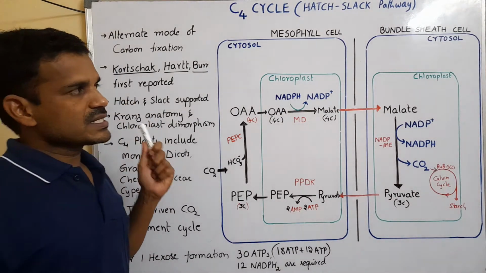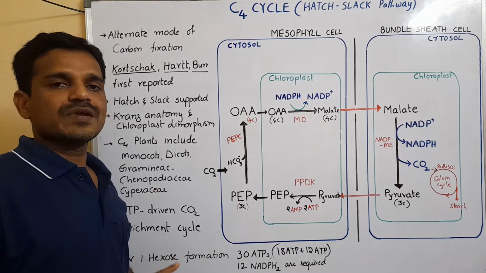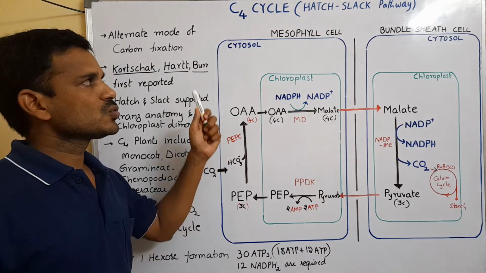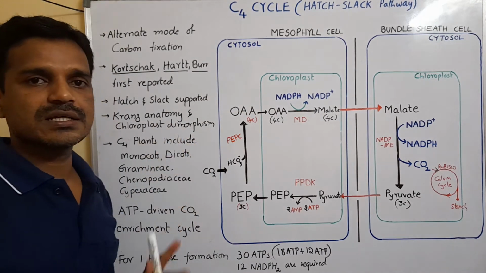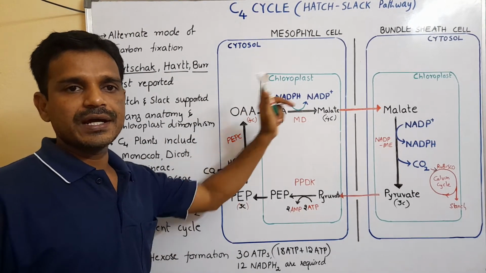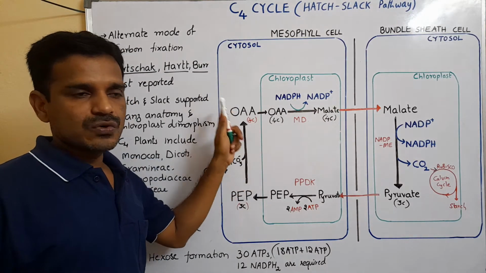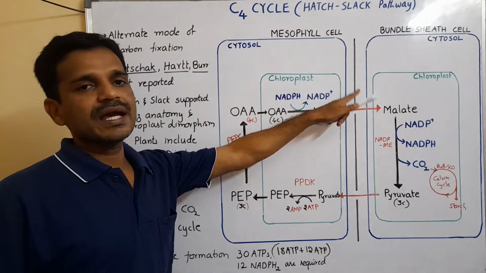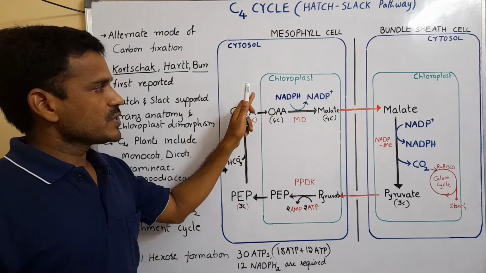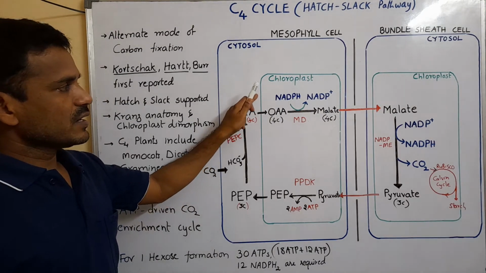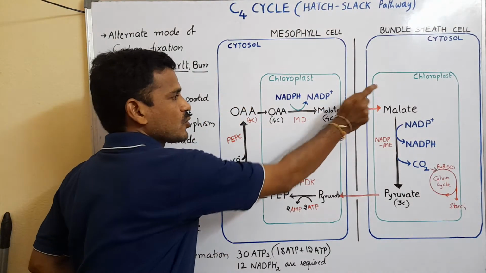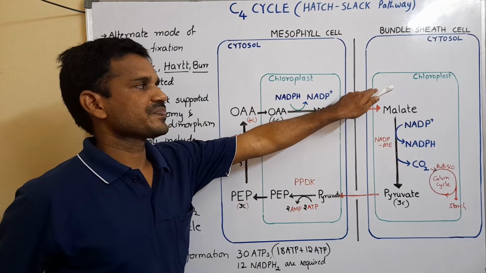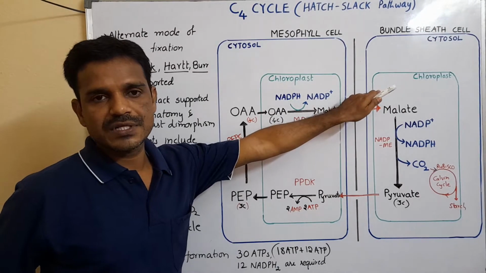Here the C3 cycle generally takes place in mesophyll cells only, in mesophyll cell chloroplasts. But the C4 cycle takes place in two types of cells, two distinct types: mesophyll cells and bundle sheath cells. Mesophyll cells have granal chloroplasts and bundle sheath cells have agranal chloroplasts. Agranal chloroplast means grana is absent. The stacks of thylakoids, or grana, are absent in the chloroplast.